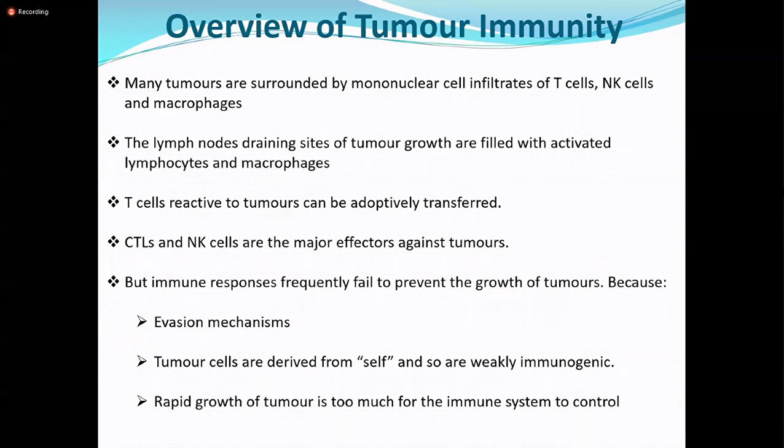From experiments like the one I just showed, it was shown that T cells reactive to tumors obviously could be adoptively transferred. Subsequent experiments in mice and also in children who are born with immune deficiencies indicate that cytotoxic T cells and natural killer cells have a very important role in the so-called tumor surveillance, that they are essential in killing off tumor cells.